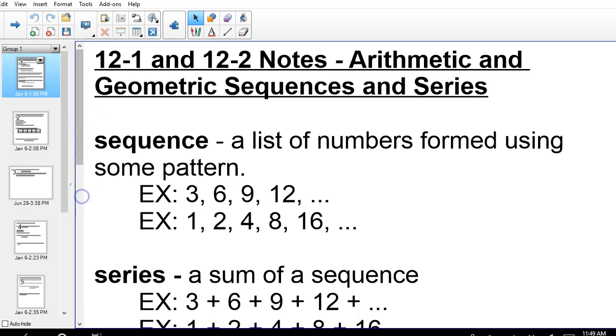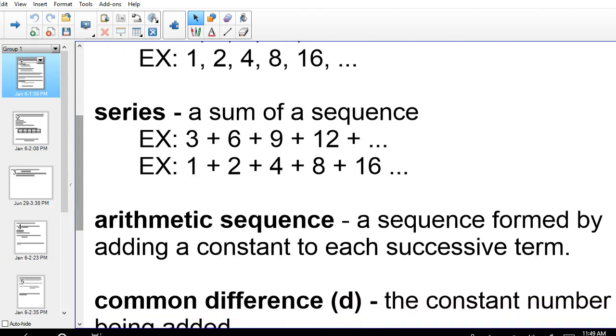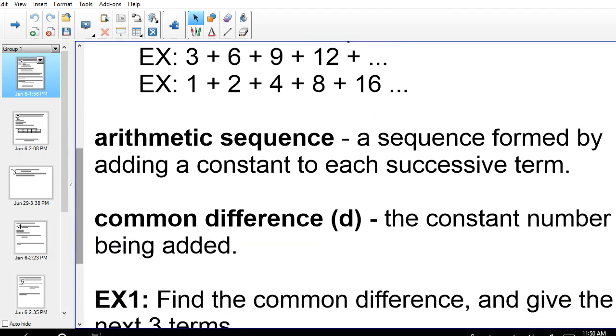A series is just a sum of a sequence. So rather than having 3, 6, 9, 12 as a list, it's 3 plus 6 plus 9 plus 12 and so on. So that's a series. That's the difference between the two there. So the two types of series and sequences that we're going to focus on are arithmetic and geometric.